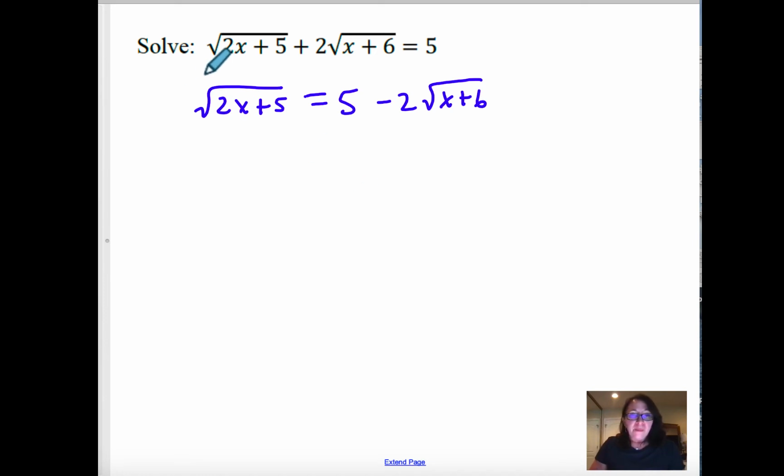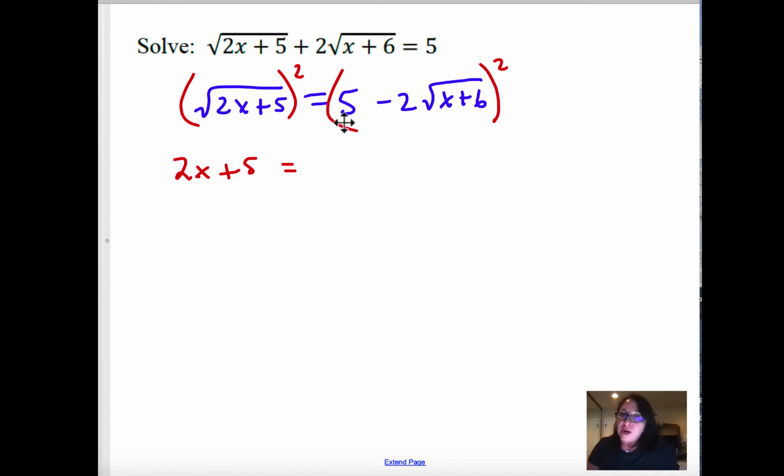And so here we go. We're going to try to solve for x and get rid of the root so that we can get x out of the root to isolate that to solve. I'm going to square both sides. So when I square the side on the left, I'm going to get 2x plus 5.